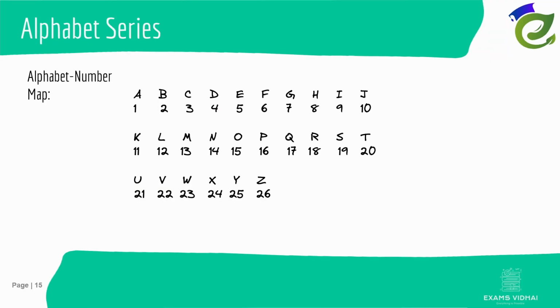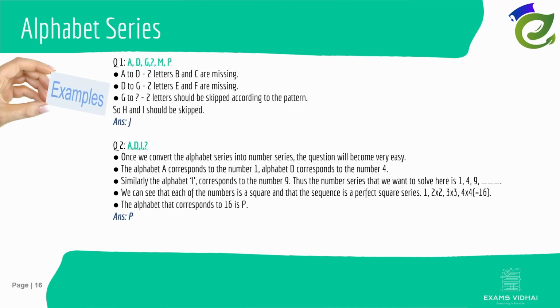Here we can see different alphabets and we are mapping them to their positions. A is given number 1, B as 2, C as 3 and so on. In the last we have Y as 25 and Z as 26. So whenever we get some questions on alphabetical series, we may try writing these things. Okay, now let's see some examples.